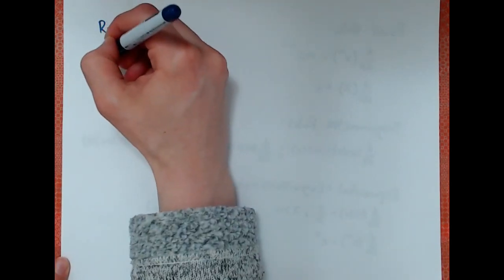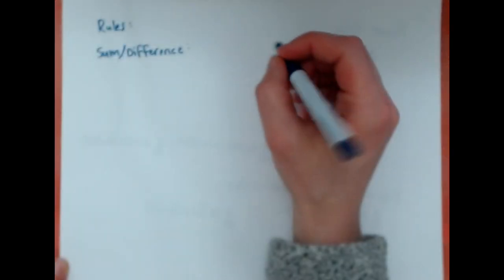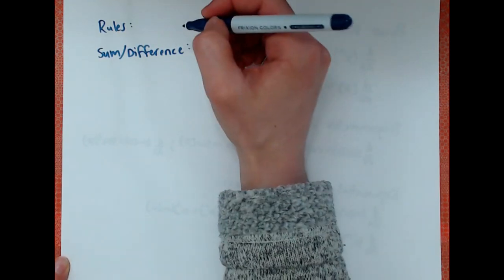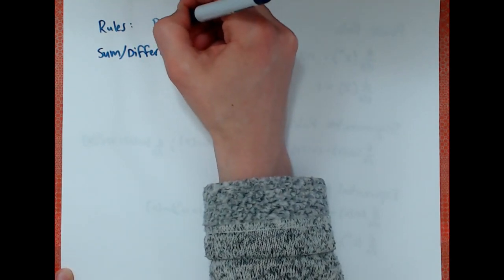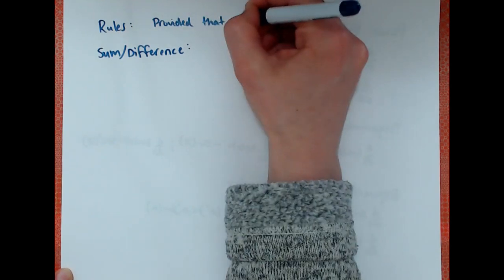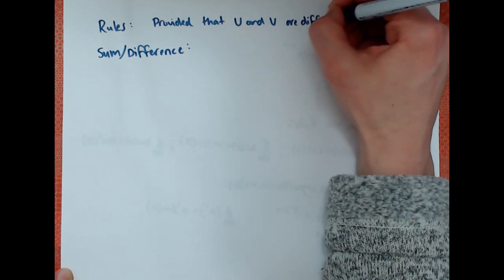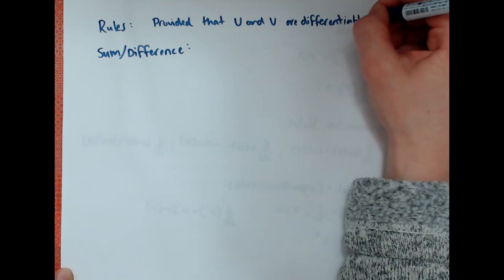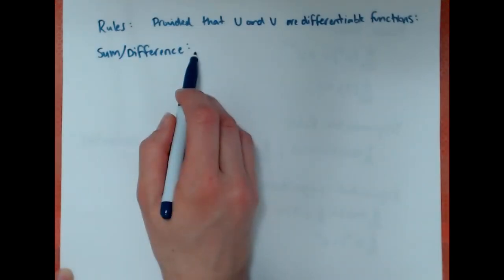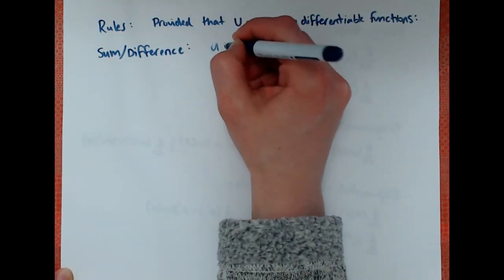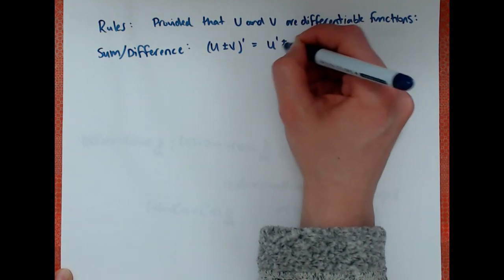So there's a sum and difference rule. Actually, I should clarify this at the top. So we have, provided that u and v are differentiable functions, and you have u plus or minus v, and it's asking you for the derivative. This is equal to the derivative of u plus or minus the derivative of v.